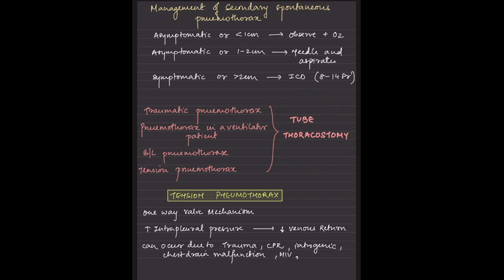Tube thoracostomy is used in a patient with a bilateral pneumothorax, or in a tension pneumothorax, or in case we have ventilator associated pneumothorax, and in a traumatic pneumothorax.